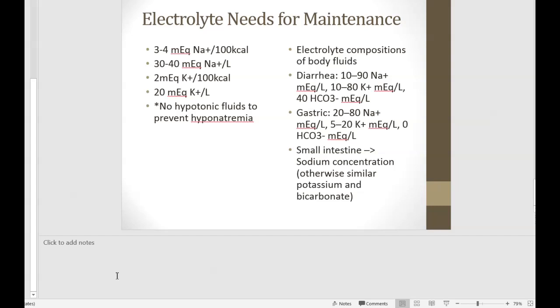Electrolyte compositions of body fluids. It shows how much you lose with diarrhea and in gastric fluid. Small intestine sodium concentration is different, otherwise similar potassium and bicarbonate.